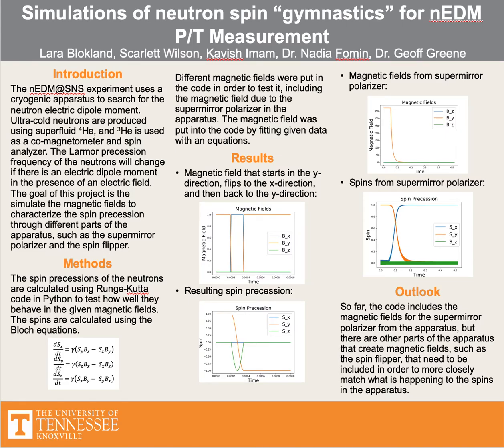Currently, the only magnetic fields from the apparatus being simulated are the ones from the supermirror polarizer. In the future, other magnetic fields, such as the one from the spin flipper, will need to be added to better simulate the spins of the neutrons in this experiment.